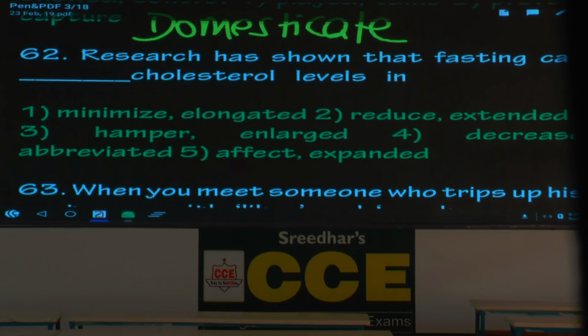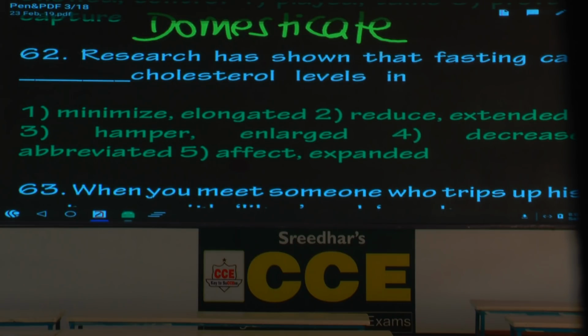What is the second option here? Extended period of time. As I said, extended. That usage point of view, that is a combination word. Hold the second option. Hamper. Hamper doesn't go with cholesterol levels. Progress, growth, development, we use the word hamper. Hamper has two different meanings. What is the first meaning? Hamper means what? Block. As a verb, please write the meaning. Hamper means block.